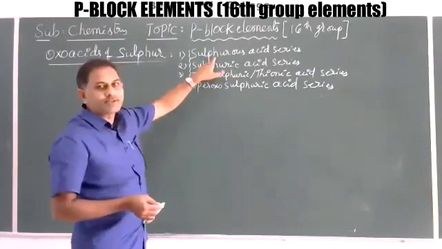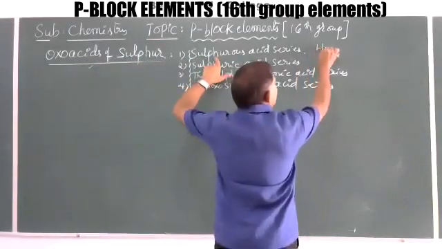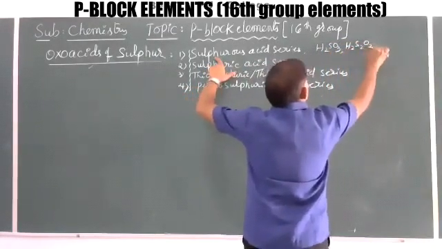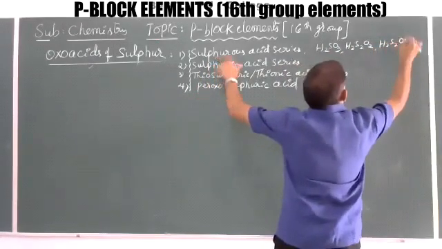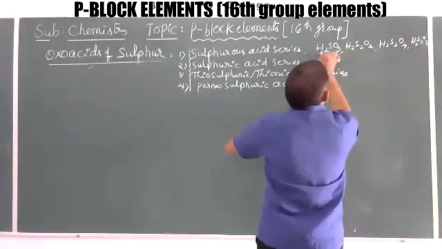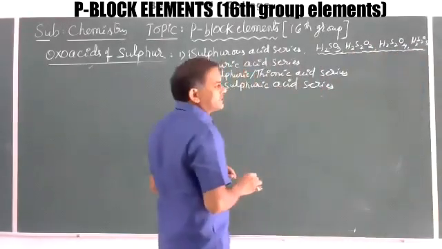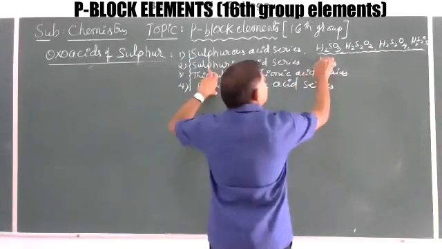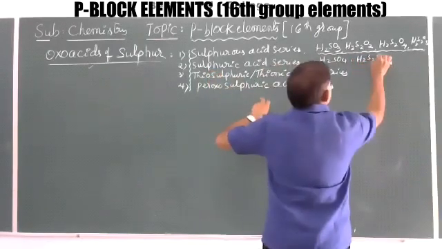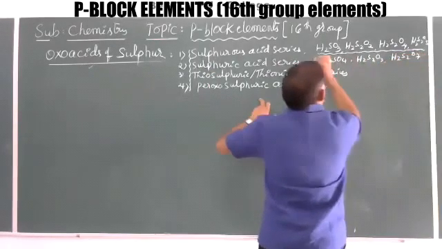One is the sulfurous acid series. For this series, the examples are H2SO3, H2S2O2, H2S2O4, H2S2O5. These are the four important examples given in the textbook under the sulfurous acid series. Sulfuric acid series examples are H2SO4, H2S2O3, H2S2O7. These are the three important ones.